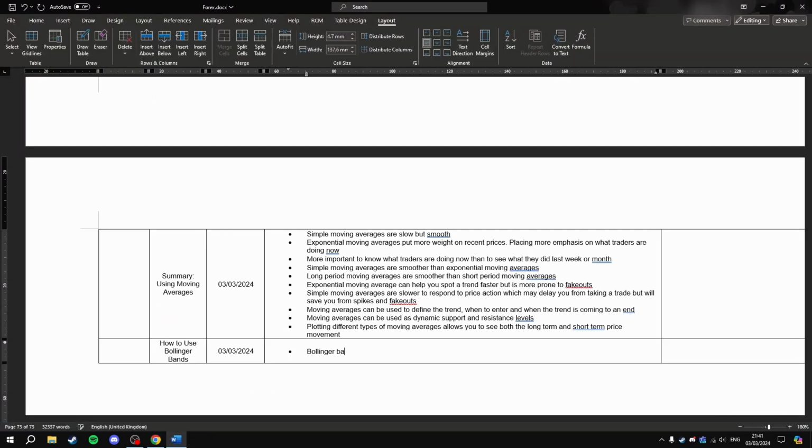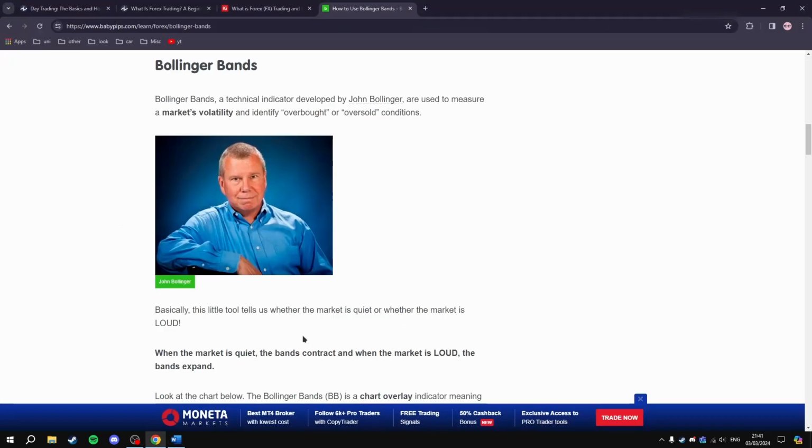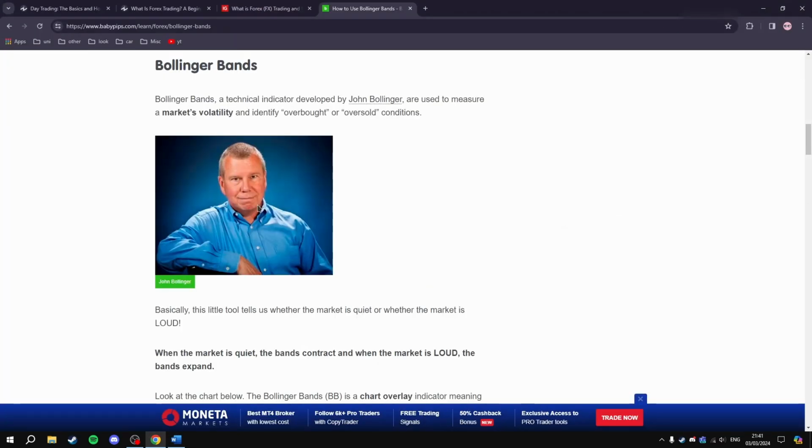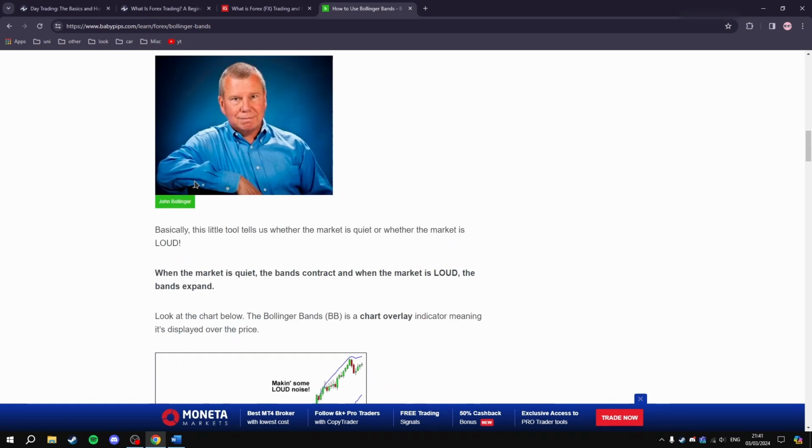Bollinger Bands is a technical indicator used to measure a market's volatility and identify overbought or oversold conditions. That's John Bollinger himself.